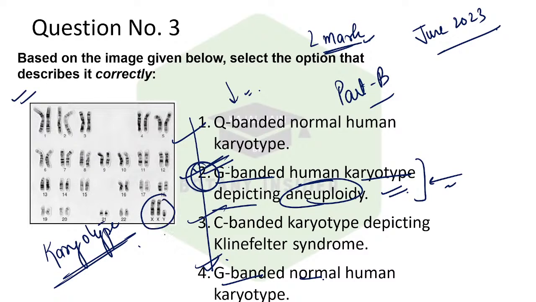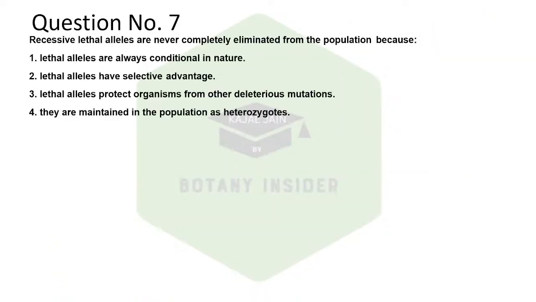See over here, there's a trisomy of the sex chromosome, X, X and Y. That's the reason why the answer is option number B. Okay. Next question, give it a try to this. This one is from your genetics part.